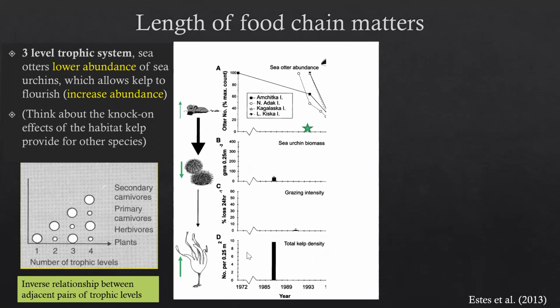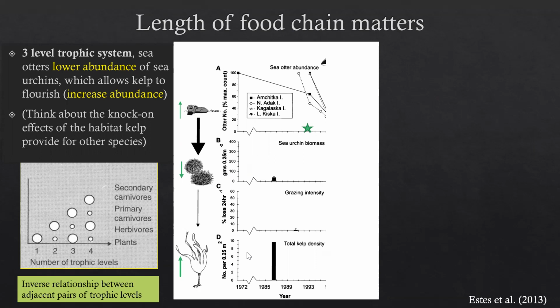And then we have kelp systems. So sea urchins eat kelp. Kelp are really important for the forest floor. And so when we have a high number of otters, we have a low sea urchin biomass. So in other words, there's not a lot of sea urchins. We have a low grazing intensity of the sea urchins on the kelp, and we have a high number of kelp. So think about the knock-on effects of the habitat kelp can provide for other species.